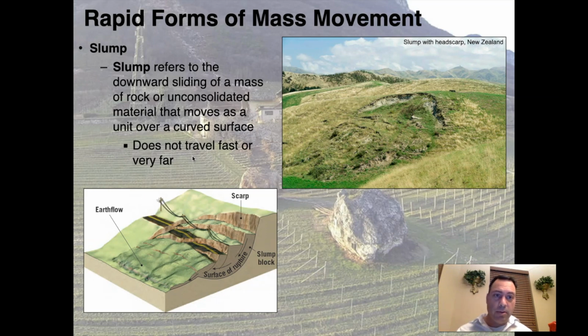So here we see a typical slump. This is a slump with what we call a head scarp. So the scarp, if you remember when we talked about faults, the scarp is where the rip in the surface of the earth occurs. So here we see that right there. And at the base of it is going to be an earth flow. This is where the toe of this rotational slide is going to come out. And so here we see that zone of rupture, and here we see the earth flow. And that's what this is right here.